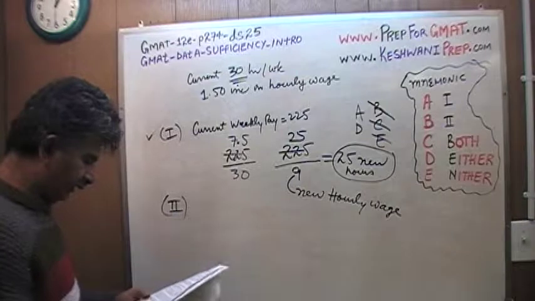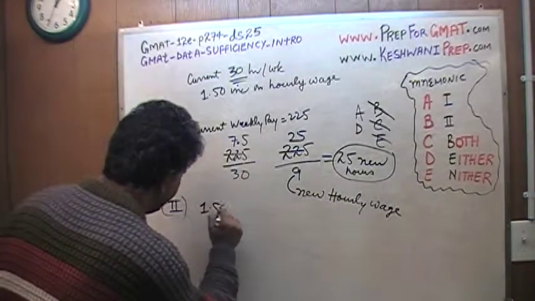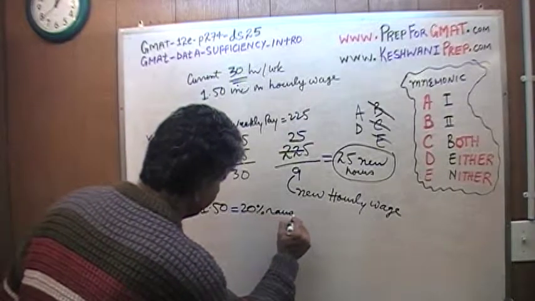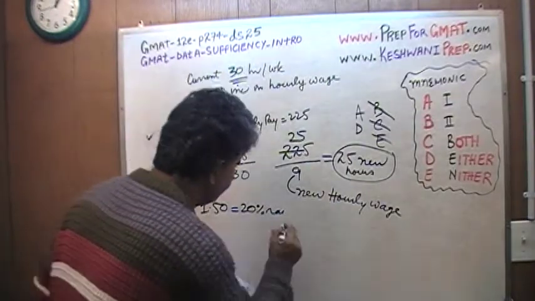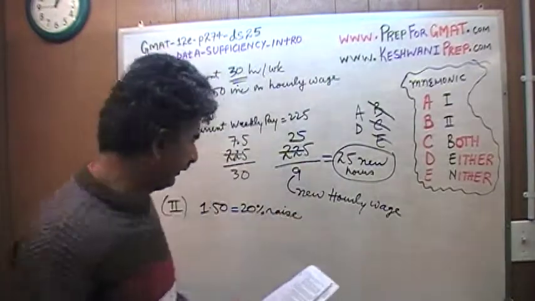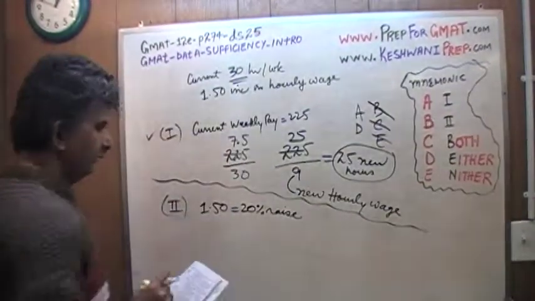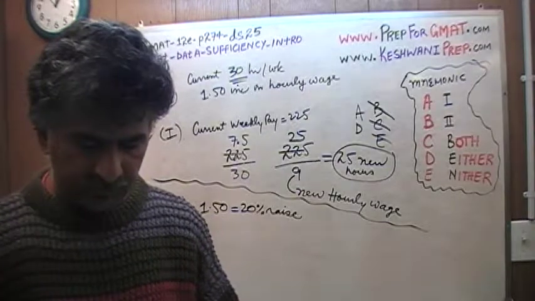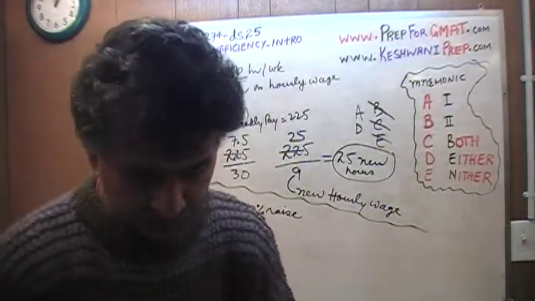An increase of $50 would represent an increase of 20%. All right. $50 equals a 20% raise. The second statement tells us that the increase of $50 would represent 20% of her current gross hourly wage. But that's actually even simpler.